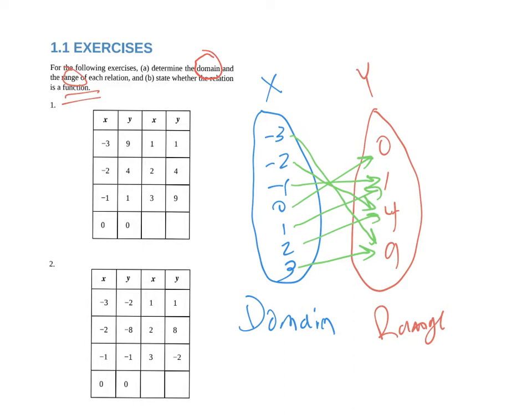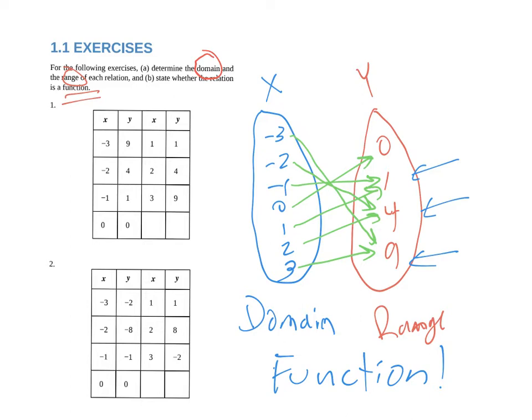Now, the way we decide if this is a function or not is we look at each value in the domain and make sure it only has one match in the range. So I take a look at -3. How many values are matched with -3? Well, it's just one. It's that 9 right there. And -2 has one match, which is the 4. -1 has a match, which is the 1, and so on. And you can see in my diagram here that this is a function because each value in the domain is only matched with one value in the range.